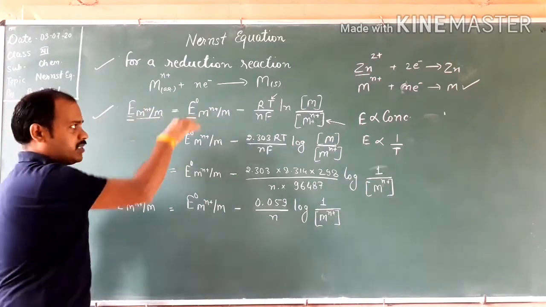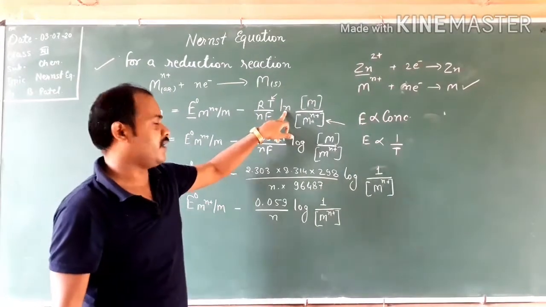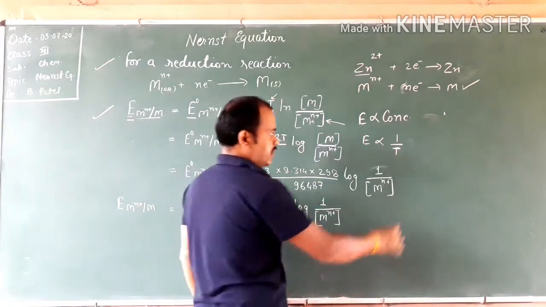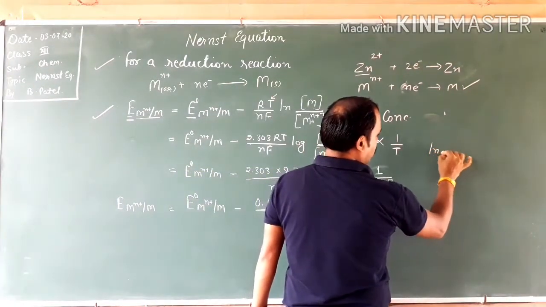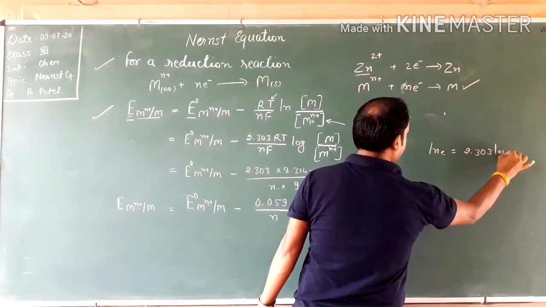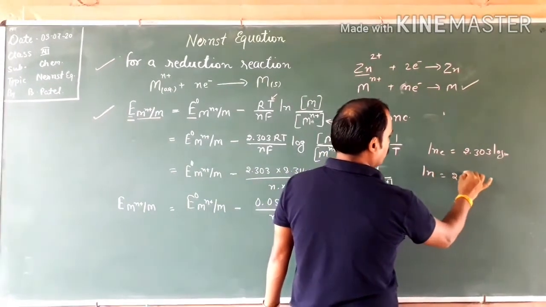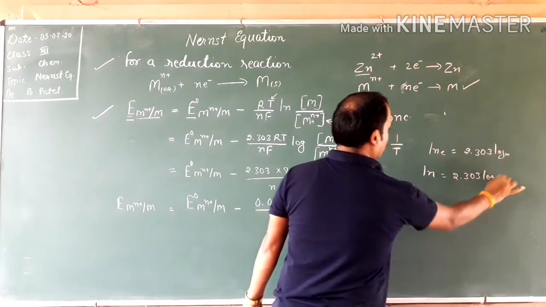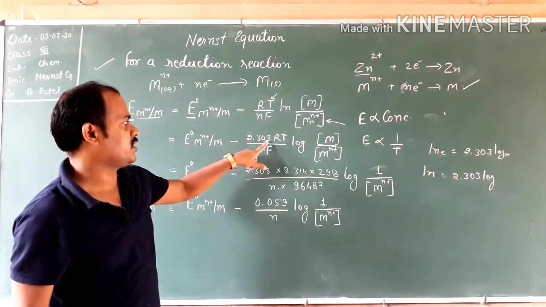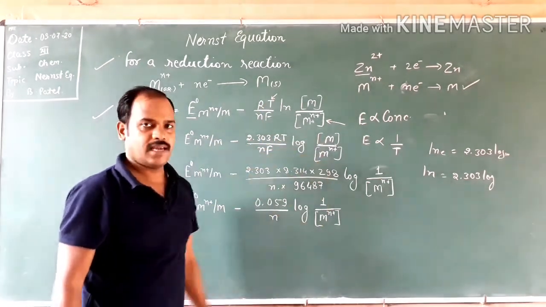Now we will solve this equation further. Here, first we will convert the natural logarithm into log. The relation is very simple: natural logarithm is equal to 2.303 log base 10. Simply, I am writing ln is equal to 2.303 log. So in place of ln we write 2.303 RT upon nF log [M] by [Mn+].